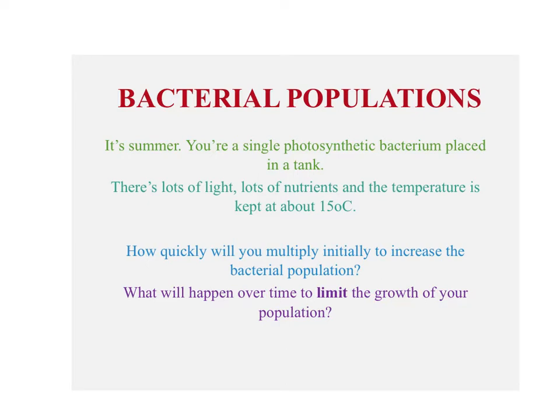You are a single photosynthetic bacterium bunged in a tank, and it's summertime. Okay, you're outside maybe, there's lots of light, lots of nutrients, and the temperature of the little water bath is about 15 degrees C. How quickly will you initially multiply to increase your bacterial population? And by that I mean, will it be fast, will it be slow? And what will happen to limit the growth of your population over time?